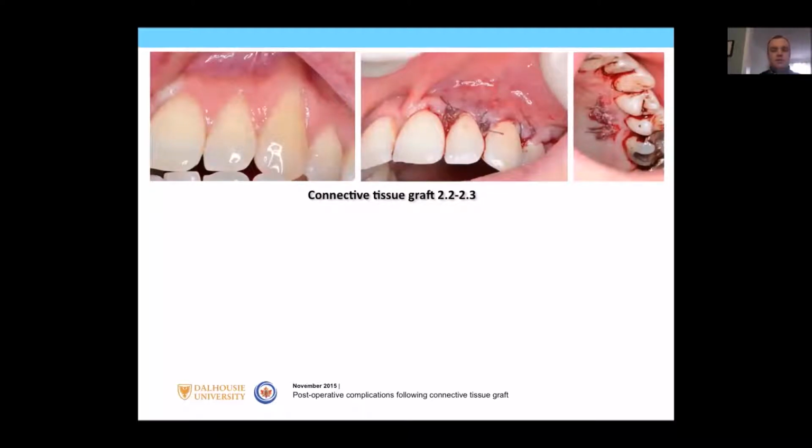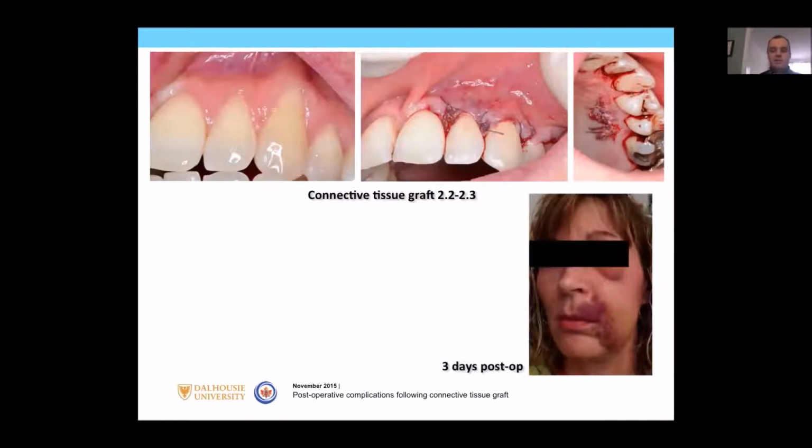So pre-surgically, on the top left, you can see what we'd call Miller class 1 recession defects. In the middle is immediately post-op, and on the top right, once again immediately post-op, where we took the connective tissue from her palate. She actually texted me 3 days later with this photograph and said, "Is this normal?" She was feeling fine, but she thought it was a lot of bruising. There was no bleeding from any surgical sites, but I told her this wasn't to be expected. I wasn't overly concerned, but I would see her at the 1 week post-op that we had scheduled.